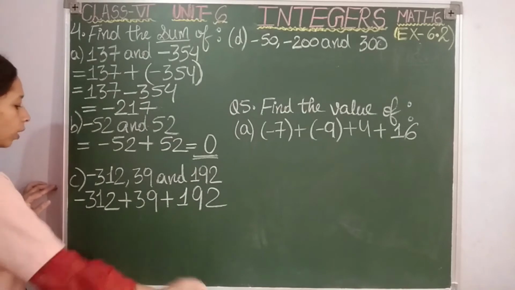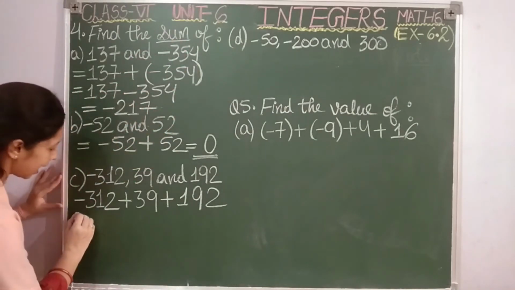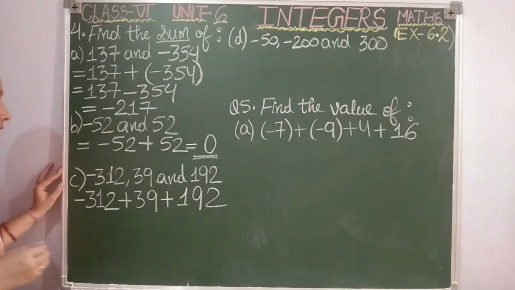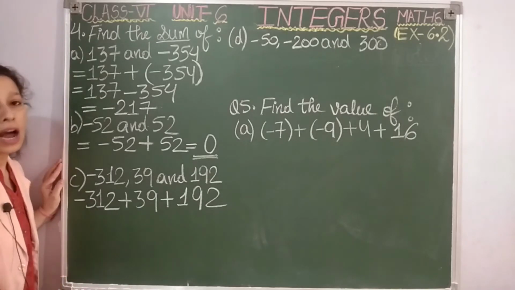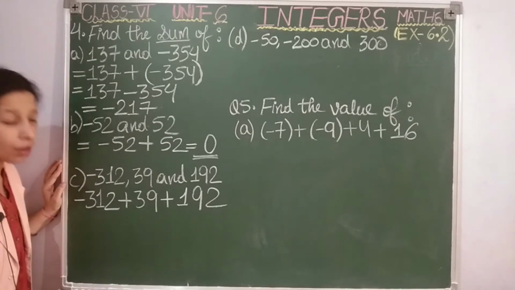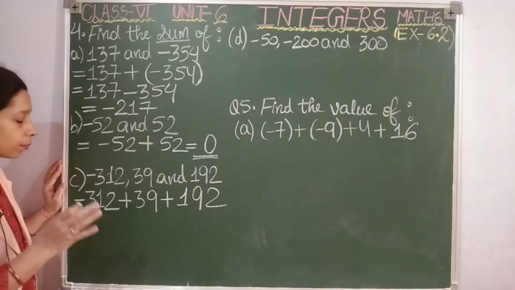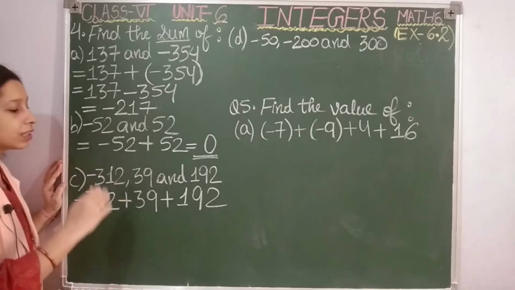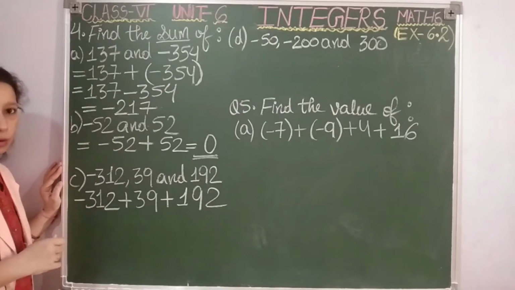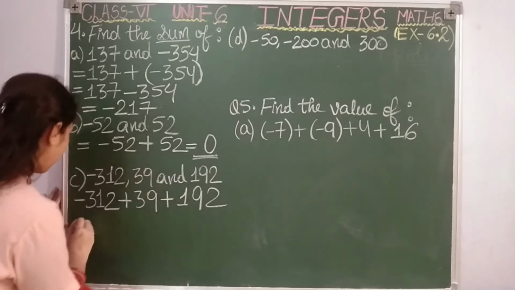Clear, students? Okay, now no need of adding them all together. Take two integers first. Let us take 312 and 39 first, or you can take 39 and 192 first. You have studied the associativity property in the whole number chapter. In that chapter we have seen the associativity property by which we can take any two numbers first, and then we can add them, and then with the third number you can add. So here plus 39 and plus 192 I am taking first.